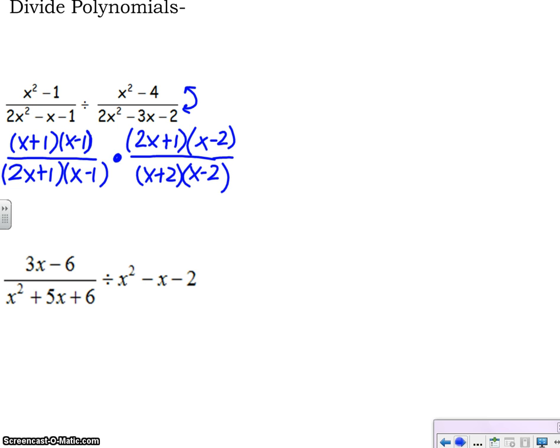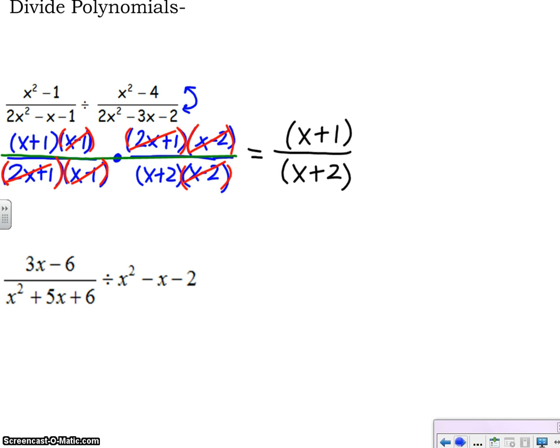And now this is the same as how we did this before. Once we switch to a multiplication problem, this is the same as before. So we cross off our common factors. X minus 1 is out of there. Looks like 2x plus 1 is gone. And x minus 2. So do you see how we started with this massive problem and we're ending with this nice beautiful answer of x plus 1 over x plus 2? God, I love this chapter.